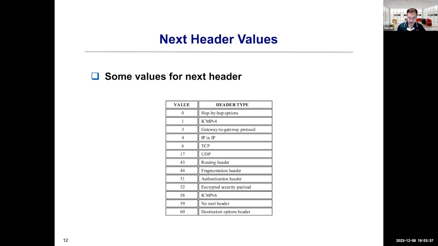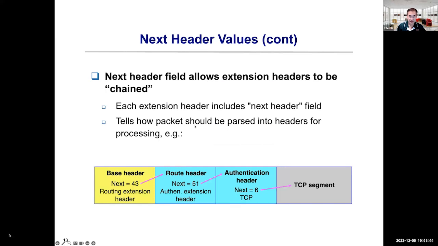To give a more graphical example, if you look at something like this, the next header allows extension headers to be chained, right? For example, if the next header is 43, that means the next header is a routing header, which hops it needs to go through. If the next header is 51, that means an authentication header, and you can continue to add on additional headers. Next header 6 means a TCP segment. As you can see, you can have a bare minimum, but whatever additional headers you need, you can add on top of it. Make sense?